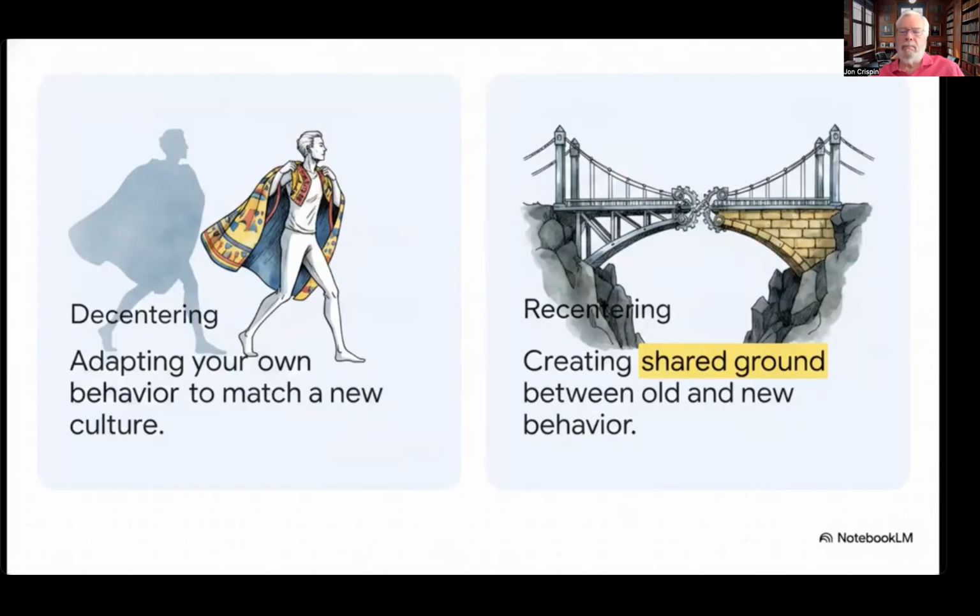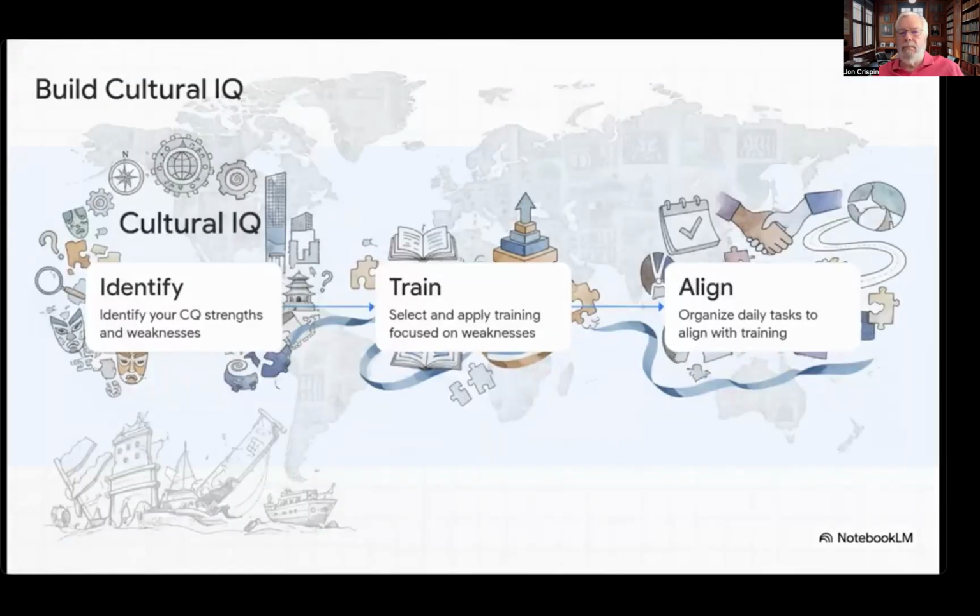This is the art of finding or creating shared ground between your old way of doing things and the new cultural reality. It's essentially about meeting in the middle to get the job done effectively. To pull that off, professionals have to actively build their cultural intelligence, or CQ. This takes cognitive understanding, behavioral adaptation, and a lot of motivational drive.